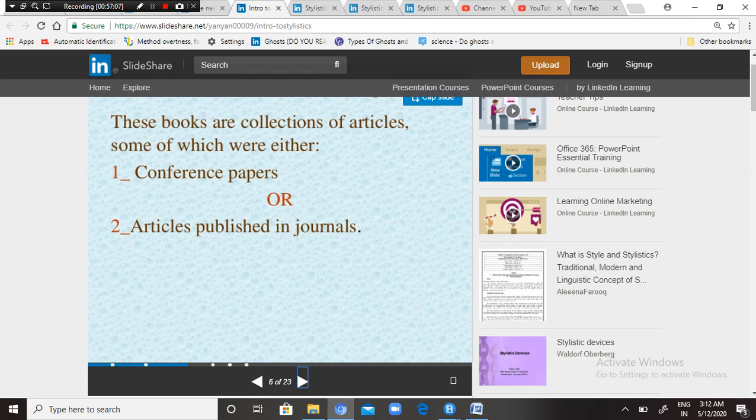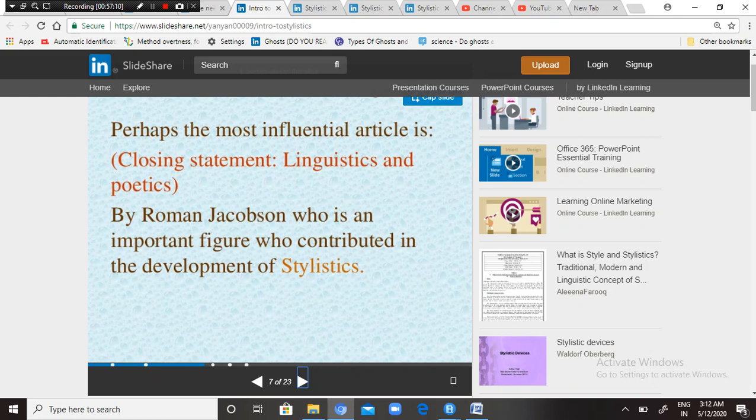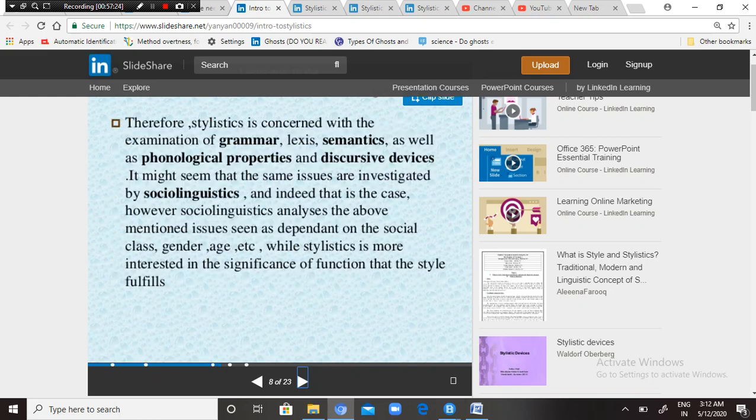And next, perhaps the most influential article is the closing statement, Linguistics and Poetics, by Roman Jakobson, an important figure who contributed to the development of stylistics. Stylistics is concerned with the examination of grammar, lexis, semantics, as well as phonological properties and discursive devices.